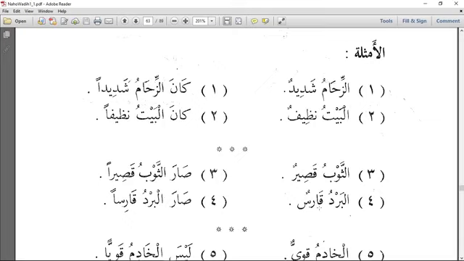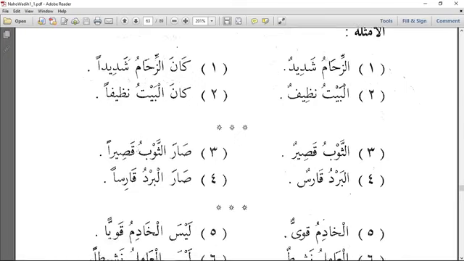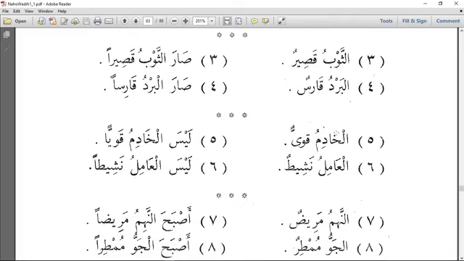Al bardu qarisun, the cold is severe. Saro al bardu qarisan, the cold became severe. So al bardu here is ismu Saro, and qarisan is what? Khabaru Saro. The next example, al khadimu qawiyun, the servant is strong.